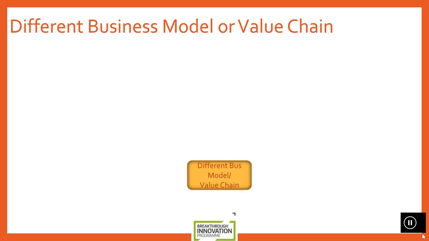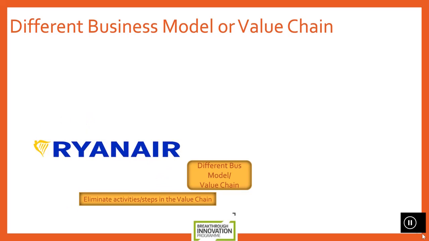A final way to achieve a cost advantage is to implement an entirely different business model or set of activities to deliver your offering. You can attack the business model or value chain in a number of ways. The first is by eliminating activities or steps in the value chain. One reason Ryanair has a cost advantage over other airlines in Europe is because it doesn't offer any in-flight meals, blankets or even sick bags, avoiding the cost of the products themselves and the labour costs associated with delivering them.